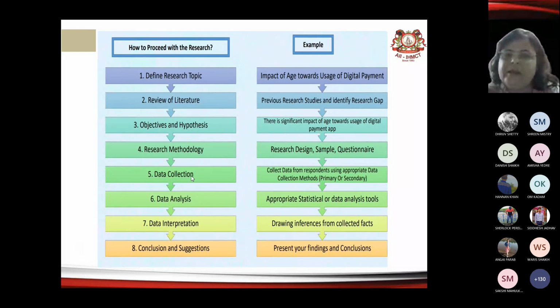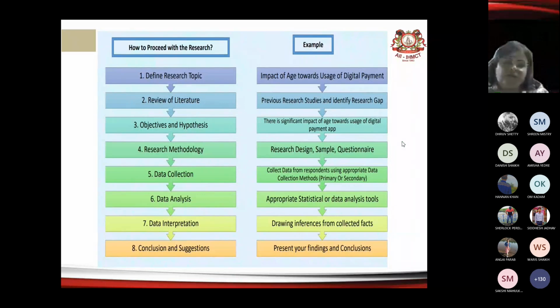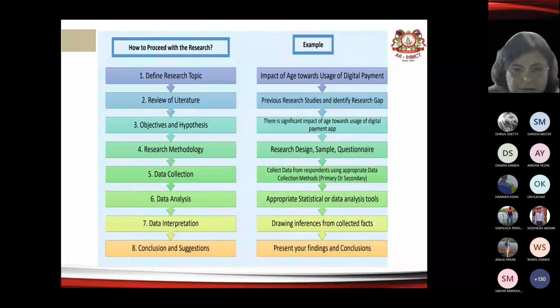Example for data collection, we said use respondents. Data analysis would be appropriate statistical or data analysis tools. Data interpretation here would be drawing inferences from the collected facts, and conclusion and suggestions would be presenting your findings and conclusions. See, generally conclusion is findings. How do you conclude your process of collecting the data, analyzing it, interpreting it, and then you come to your findings, which is the conclusion.